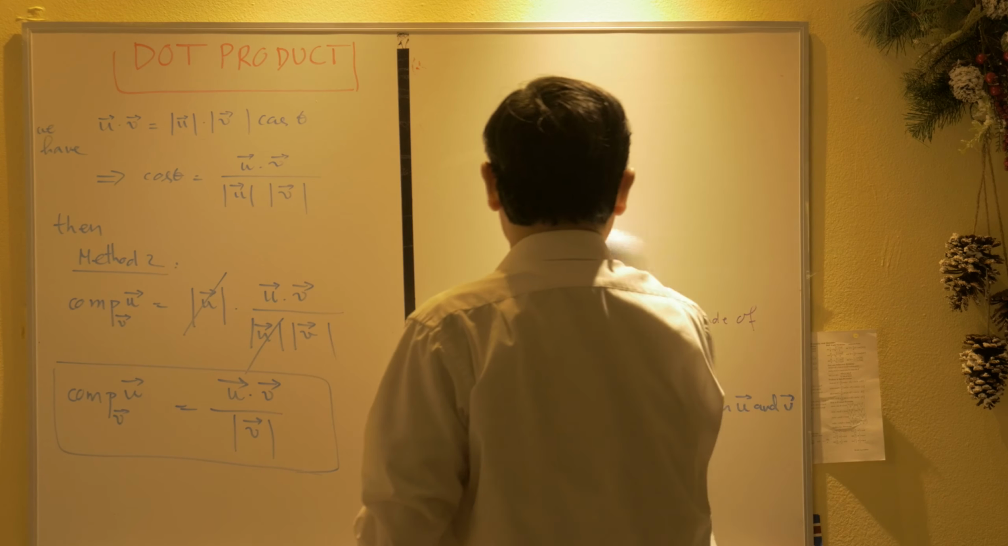So I have two vectors: u is (2, 3) and v is (4, 1). I want to find the scalar component of u on v. This means u on v.